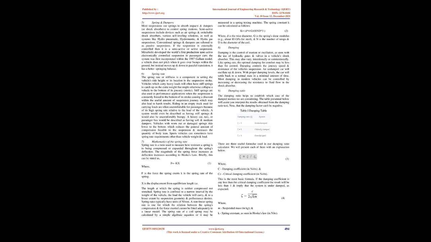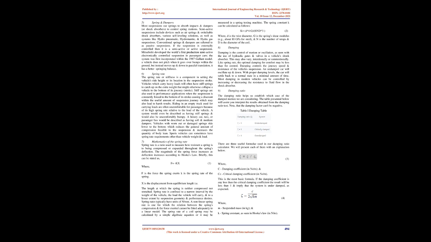A vehicle does not pitch when it goes over bumps in the ground, but instead moves up and down in parallel translation. It has a better springing balance. 6. Spring rate. The spring rate or stiffness is a component in setting the vehicle's ride height or its location in the suspension stroke. Vehicles which carry heavy loads will often have stiff springs to cope with the extra weight that might otherwise collapse a vehicle to the bottom of its stroke.